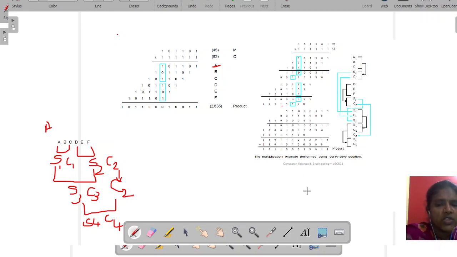Carry save addition is pretty fast compared to all the other techniques because it allows you to take all three inputs, and it works as a combinational digital circuit.